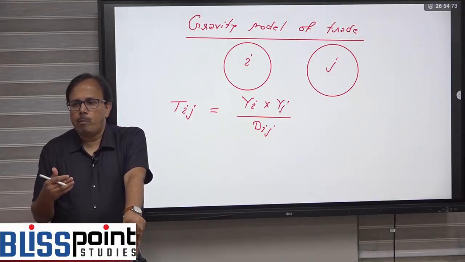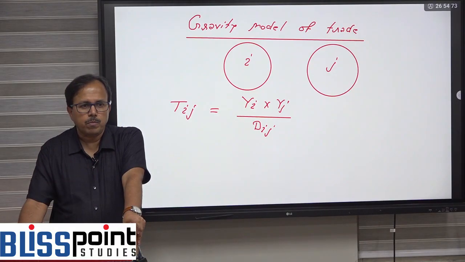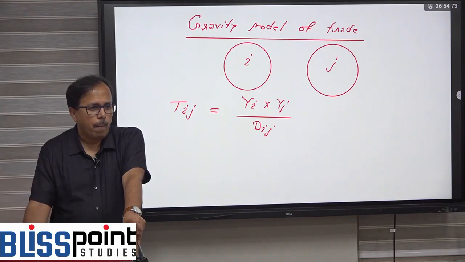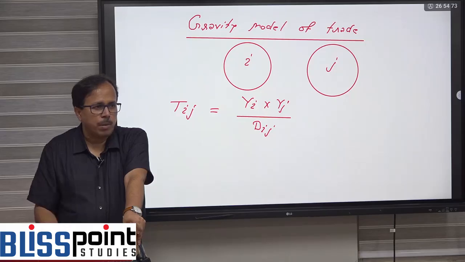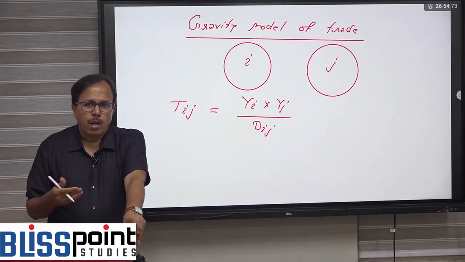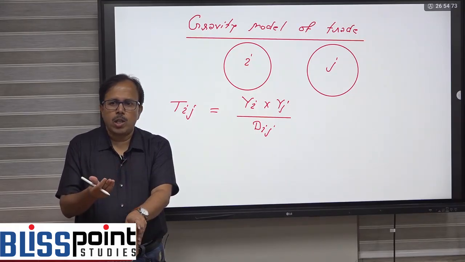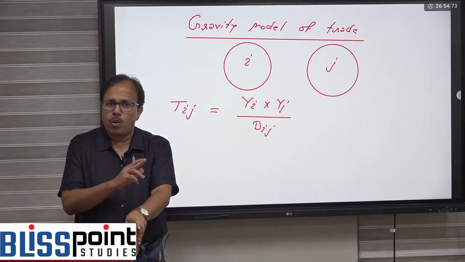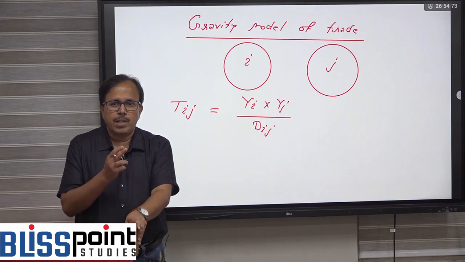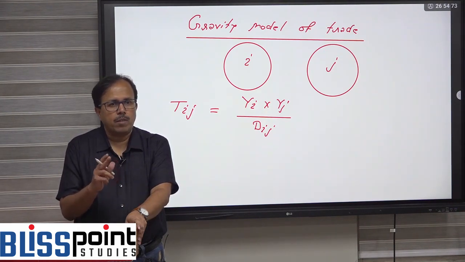Why will trade volume between USA and China be more? Why will they trade more? Because of their size. And what is the relation with the size of the economy? If your GDP is more, it means your income is more. When your income is more, your spending is more. And spending is not only on the domestic good but also on foreign good. So with more income there will be more spending, and with more spending there will be more trade.